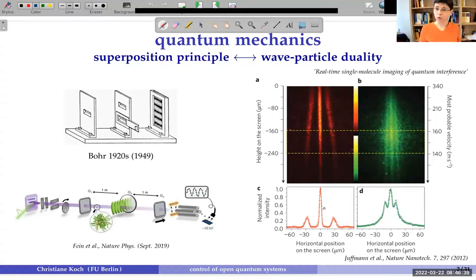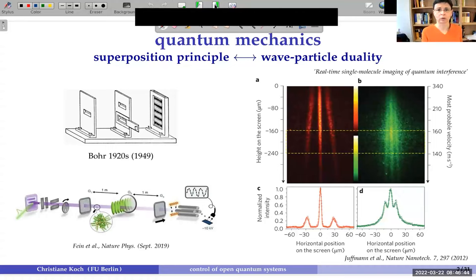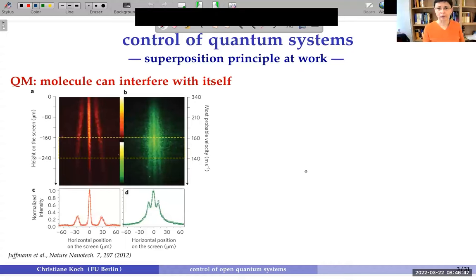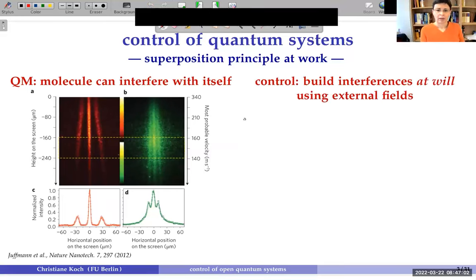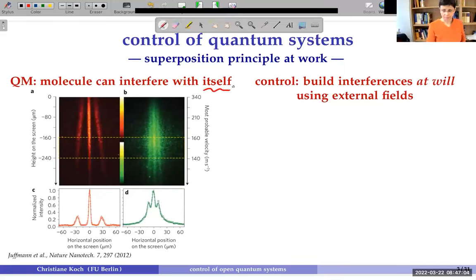Okay, so we want to control quantum systems, which means we can make use of this superposition principle. And just to remind you, these of course are things that you have probably seen before. The important point here is that in quantum mechanics, the molecule interferes really with itself. And now control means we know that these interferences exist. Now let's use external fields to design them, to build them at will.